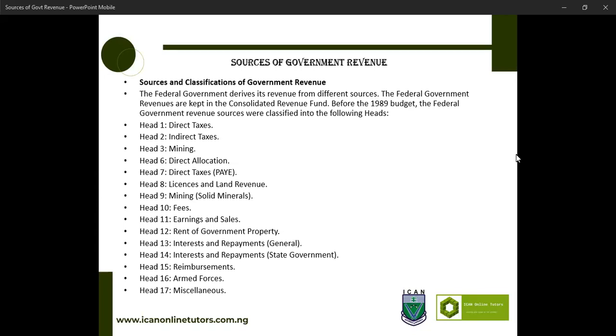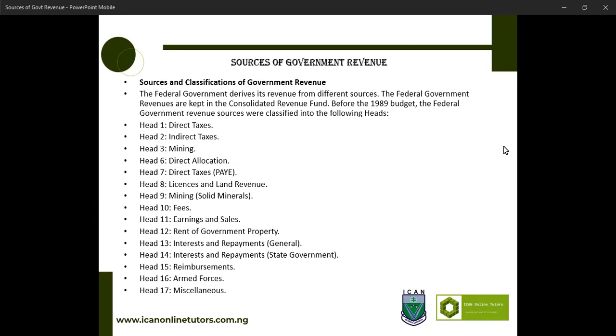We have mining, head 9, that is solid minerals. We have head 10, fees, head 11, earnings and sales. Head 12, we have the rent of government property. Head 13, that is interest and repayment, general. We have head 14, interest and repayment, state government. We have head 15, reimbursements. Head 16 is armed forces, and head 17 is miscellaneous.